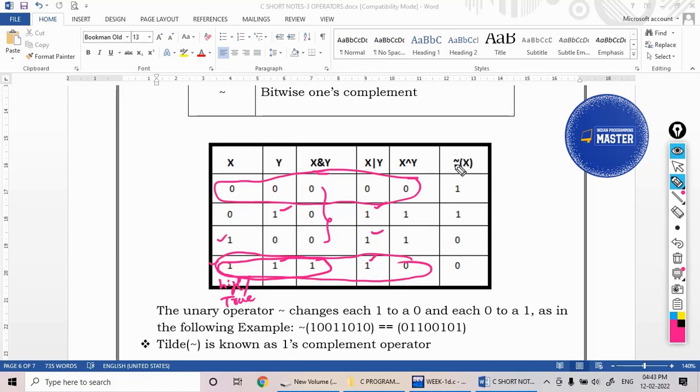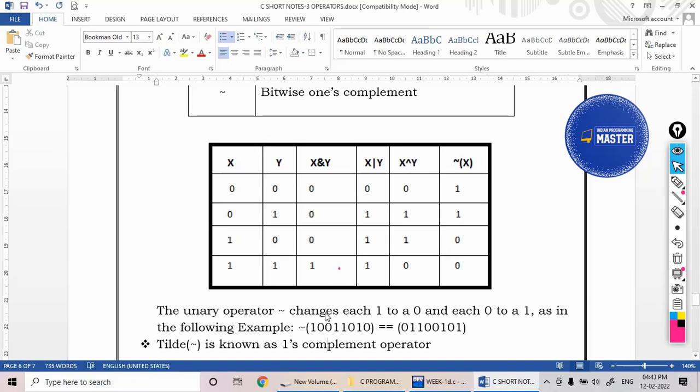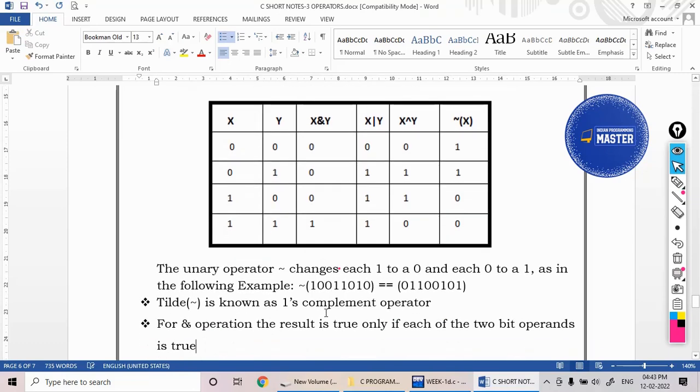And the ones complement operator just converts the zeros to 1 and ones to zeros. So this tilde is also known as the ones complement operator.